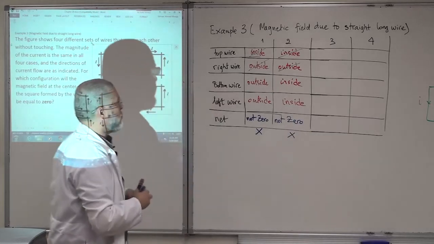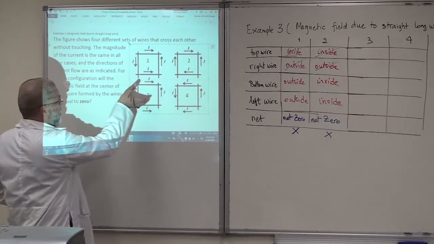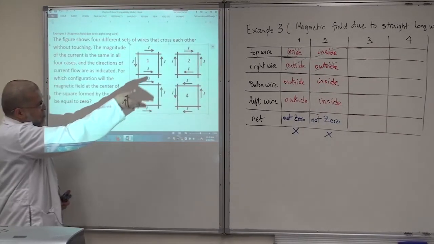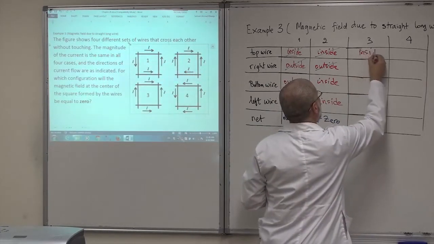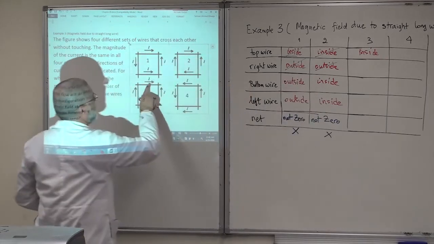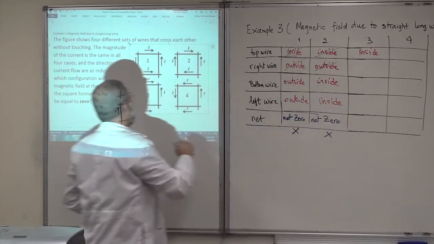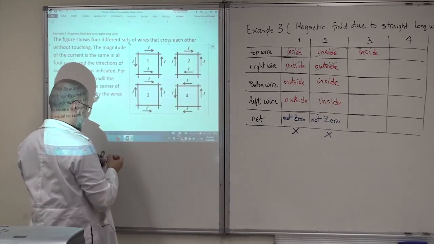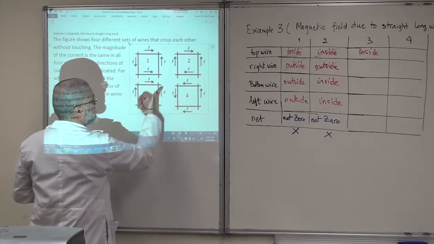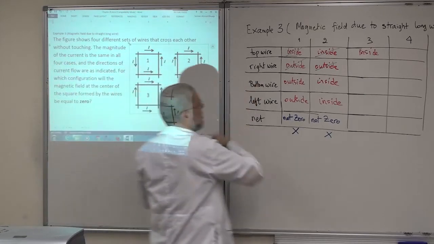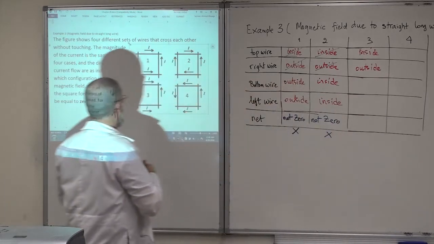Let's go to configuration number 3. The top wire, the current is in this direction. The magnetic field will be inside here for the top wire. You notice that they are all inside because this current does not change its direction here. So all of them are inside. Let's go to the right wire. The current is in this direction, so the magnetic field will be outside. You can see it outside in all of them. Now let's go to the bottom wire.